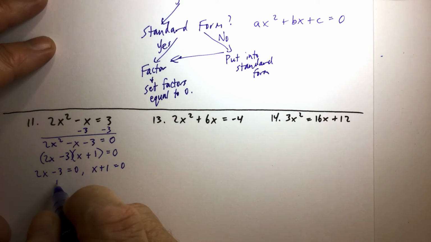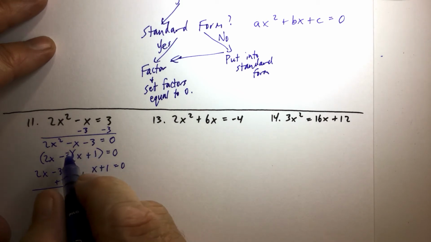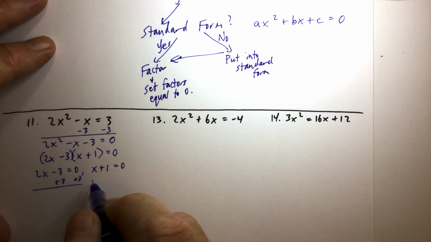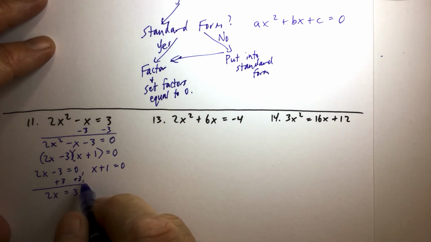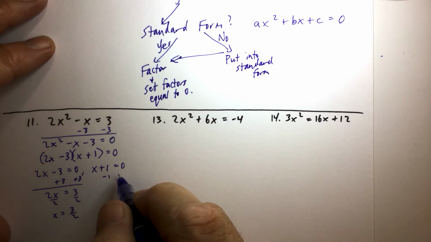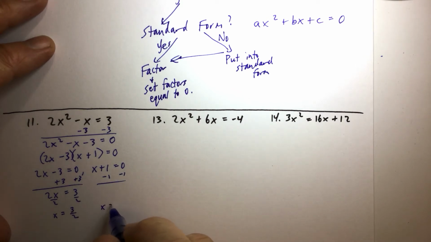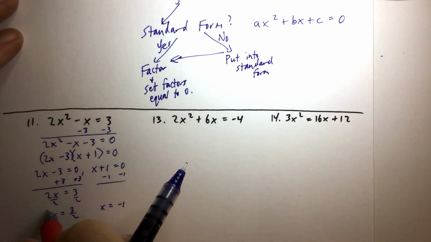Once you get the factors correct, you set each factor equal to 0, and then solve each of the resulting equations. So we have 2x minus 3 equals 0. Adding 3 to both sides and then dividing both sides by 2 gives us x is equal to 3 halves. Over here, we can subtract 1 from both sides, and we get x is equal to negative 1. So we have the two solutions to the equation given in problem 11.